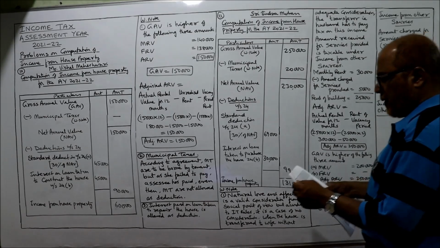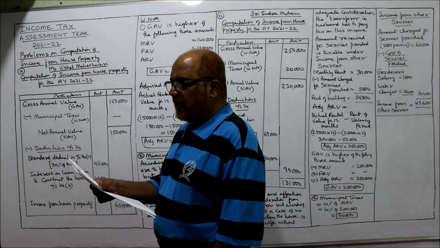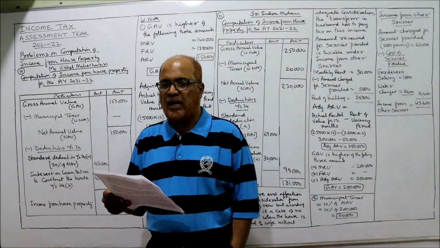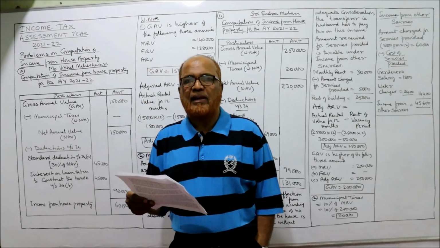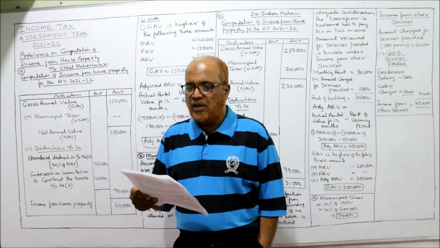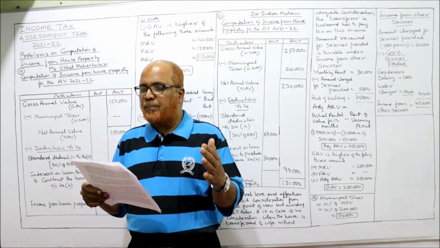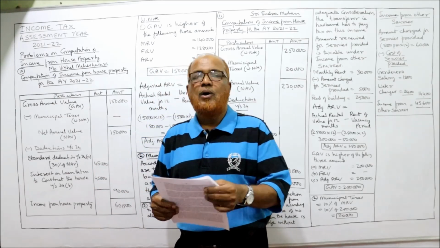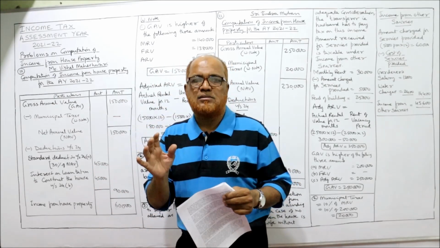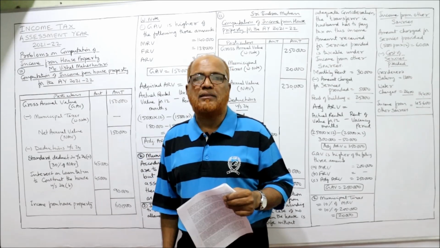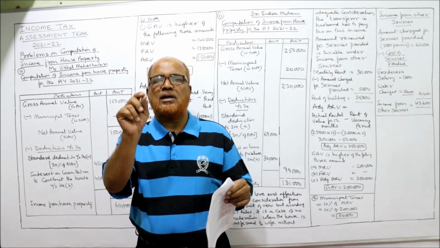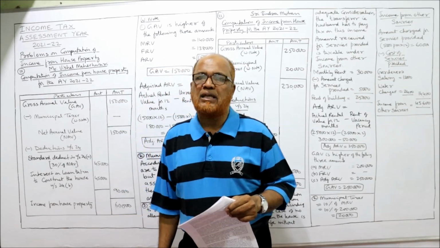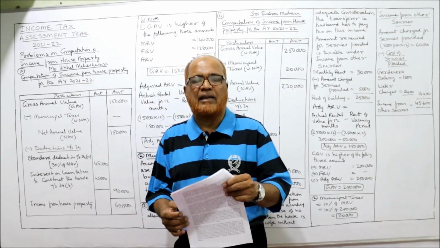Come on, see the 10th problem. Mr. Vishal Maheshwari owns a house whose municipal value MRV is 1,40,000. Fair rental value FRV is 1,38,000. He let out the house to Srimati Parmeshwari for an annual rent of 1,80,000. 1,80,000 means 15,000 per month: 1,80,000 divided by 12. So per month you get 15,000, and 15,000 into 12 gives 1,80,000.